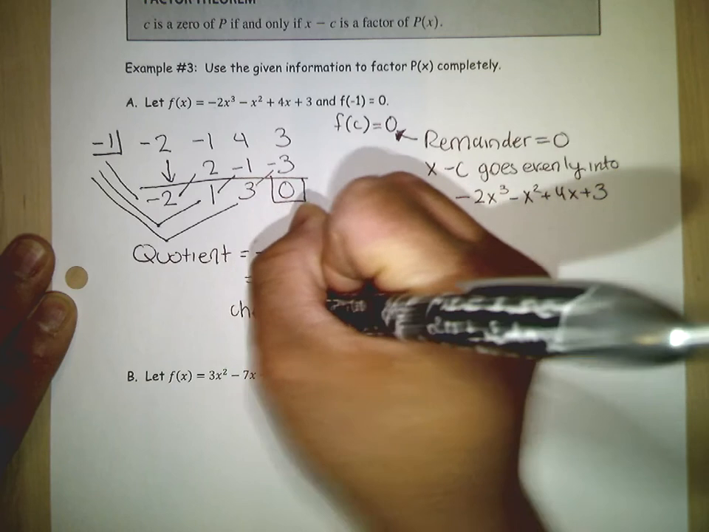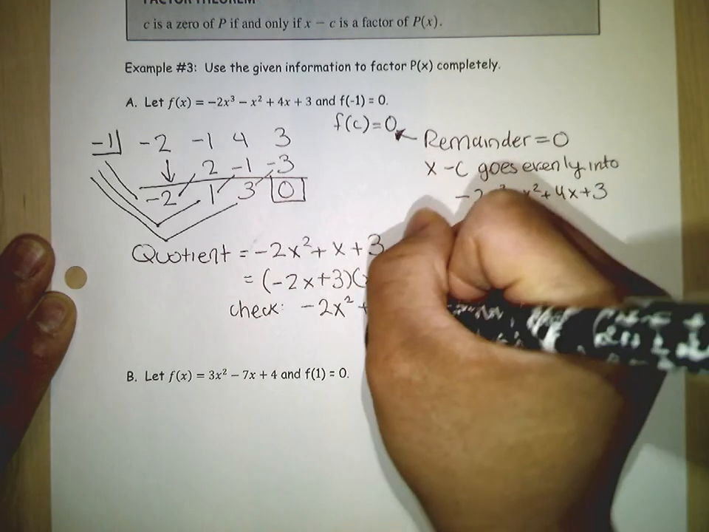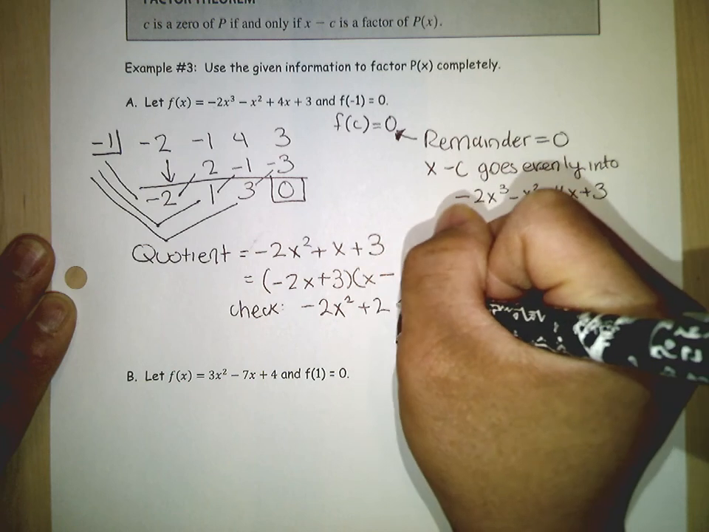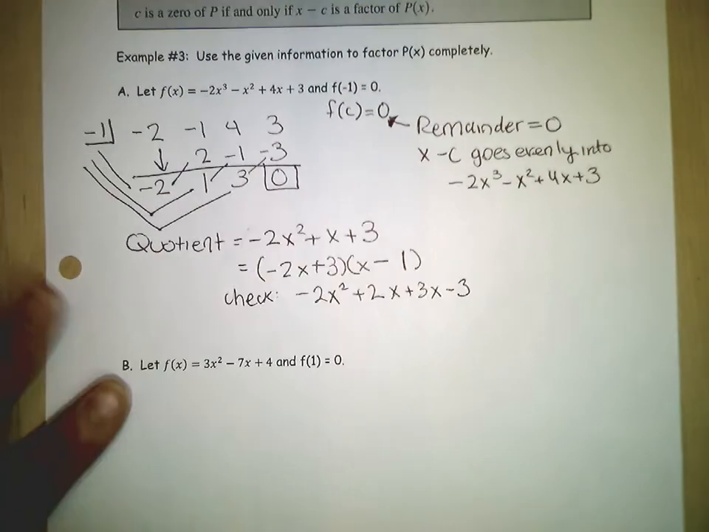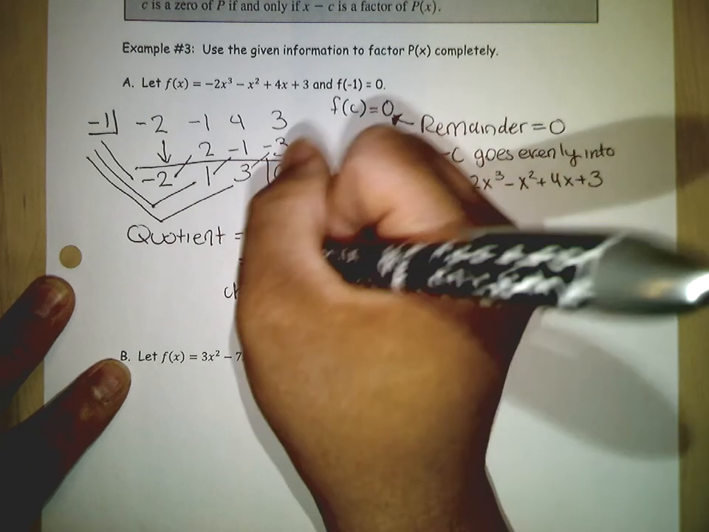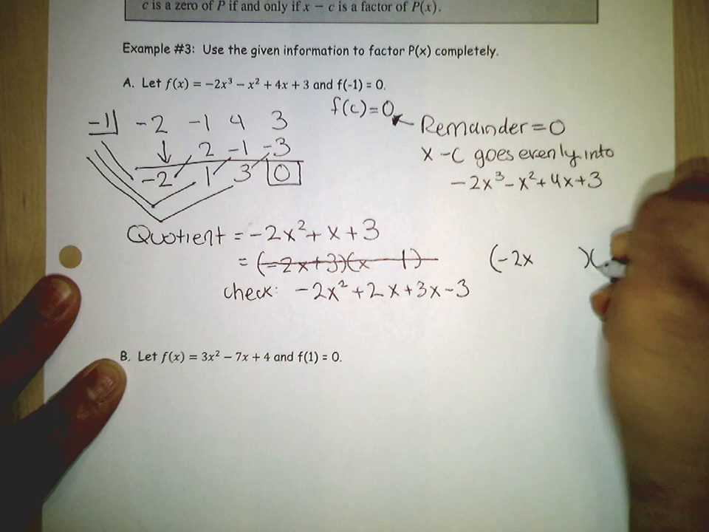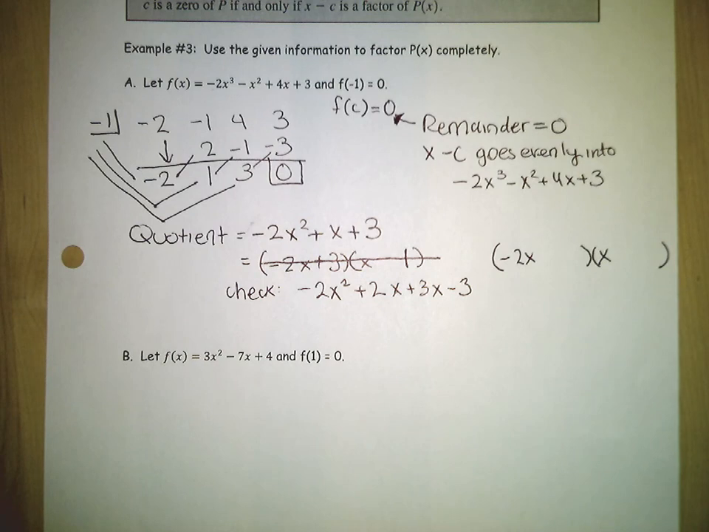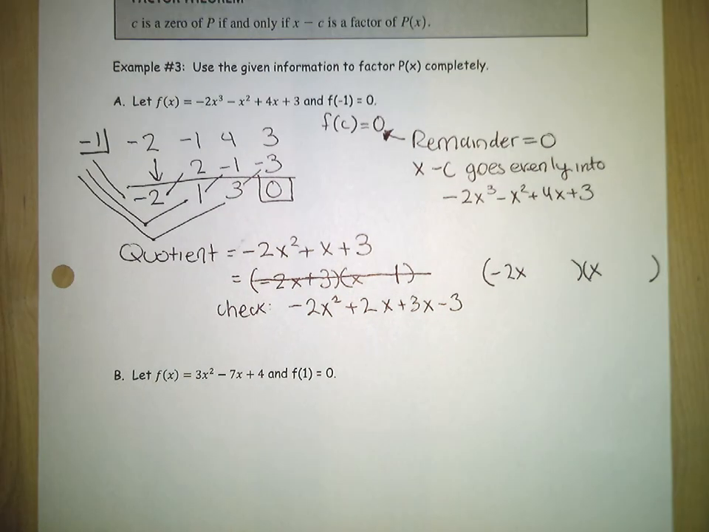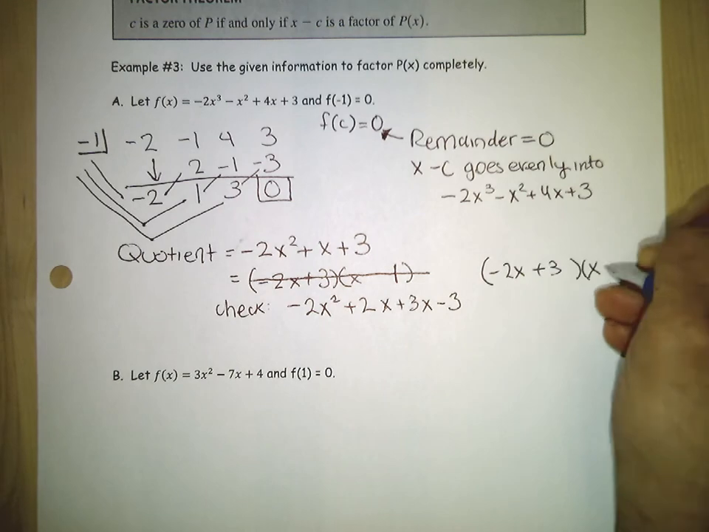We have negative 2x squared plus 2x plus 3x minus 3. Well, that did not work. All right, so let's try again. Negative 2x and x. Again, I think that you know what needs to happen now, right? It should be negative 2x plus 3 times x plus 1.